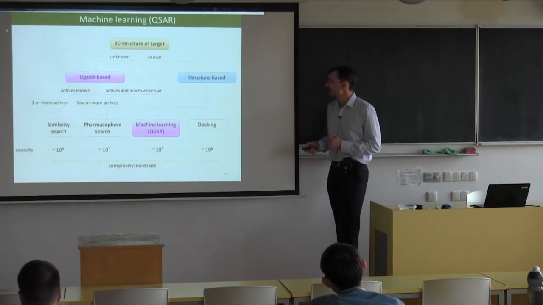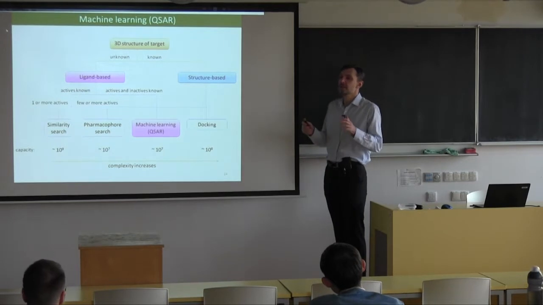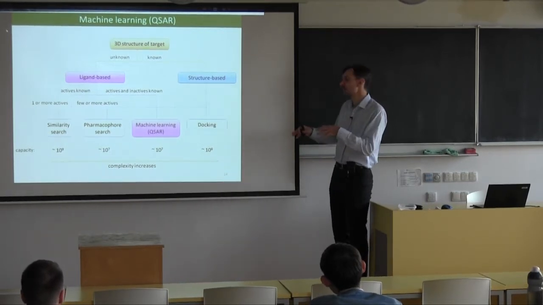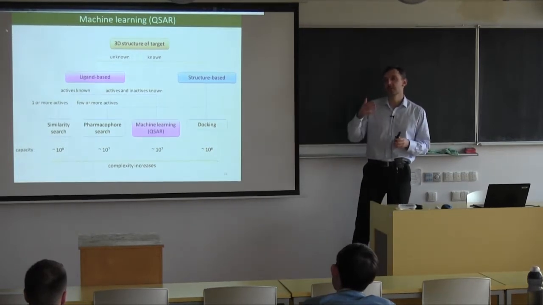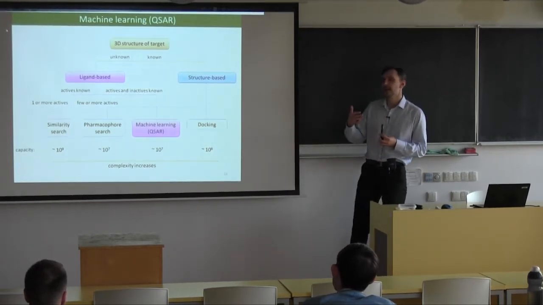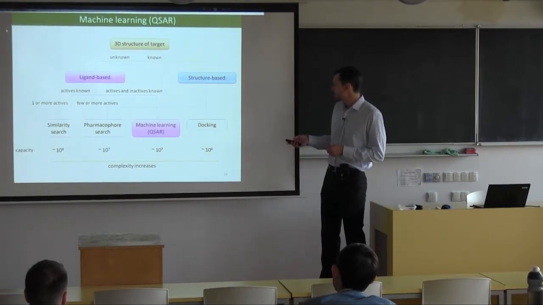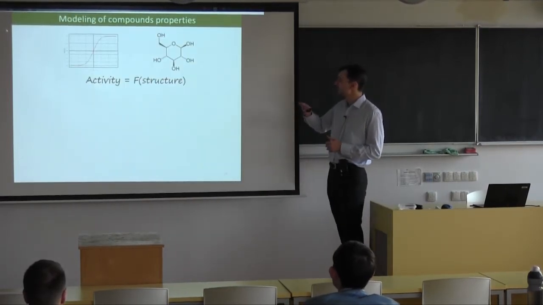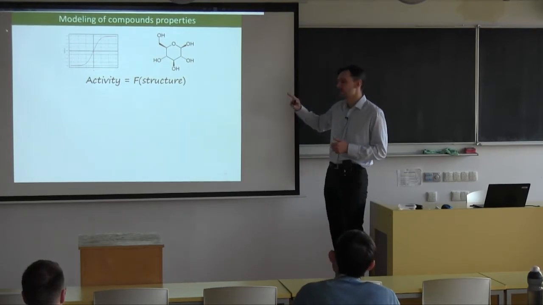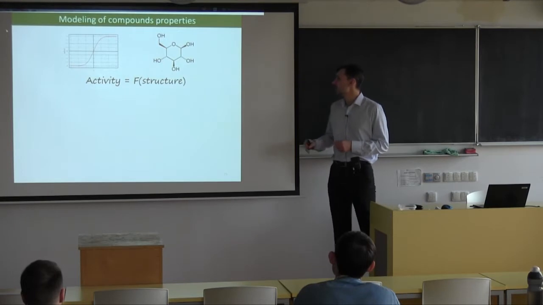Another story is machine learning methods, which can be applied if you have already enough actives and inactives. So these methods try to somehow discriminate actives from inactives. And it is also quite powerful, and these models can screen millions of compounds nowadays. So, just a general overview on this field. A more detailed lecture will be tomorrow.